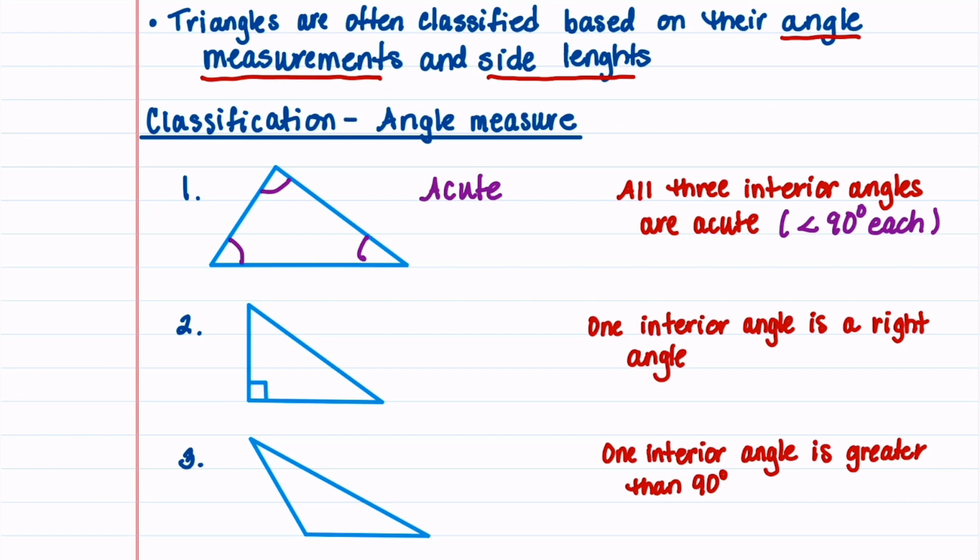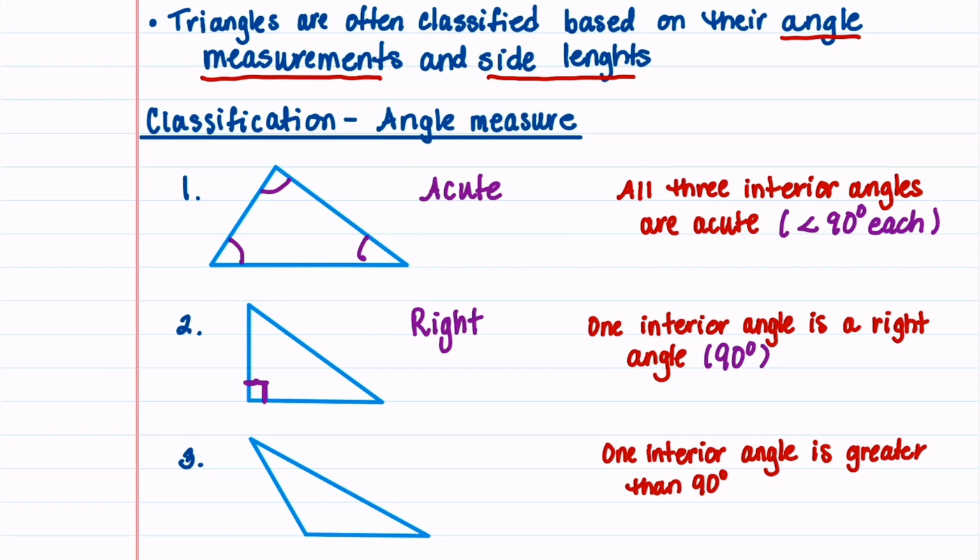In our second triangle, we have a triangle where one interior angle is a right angle, and that is 90 degrees. And that right angle is indicated by our square mark. This triangle is called a right triangle.